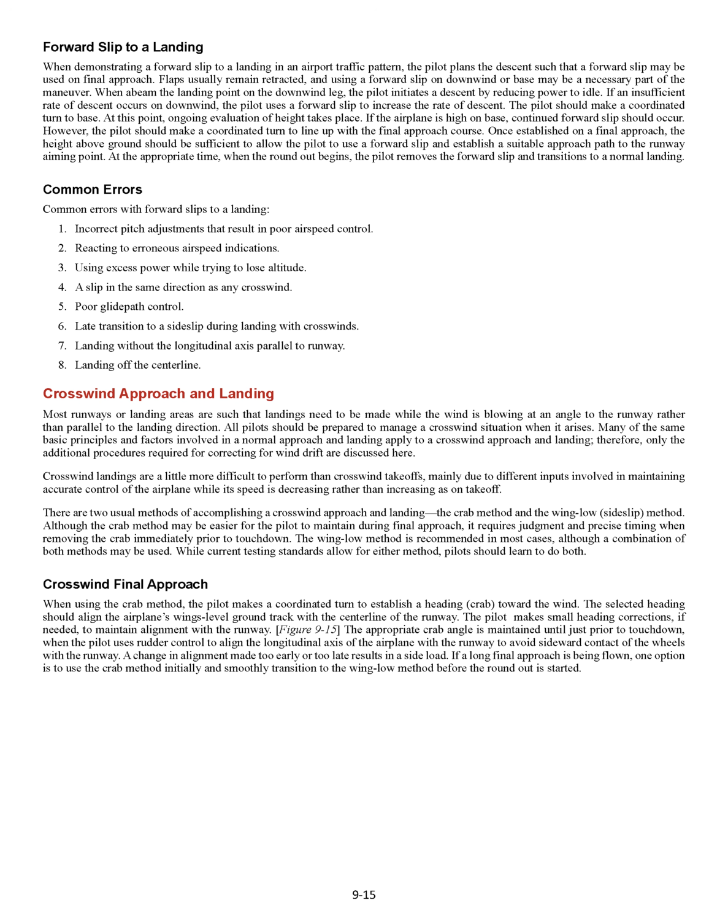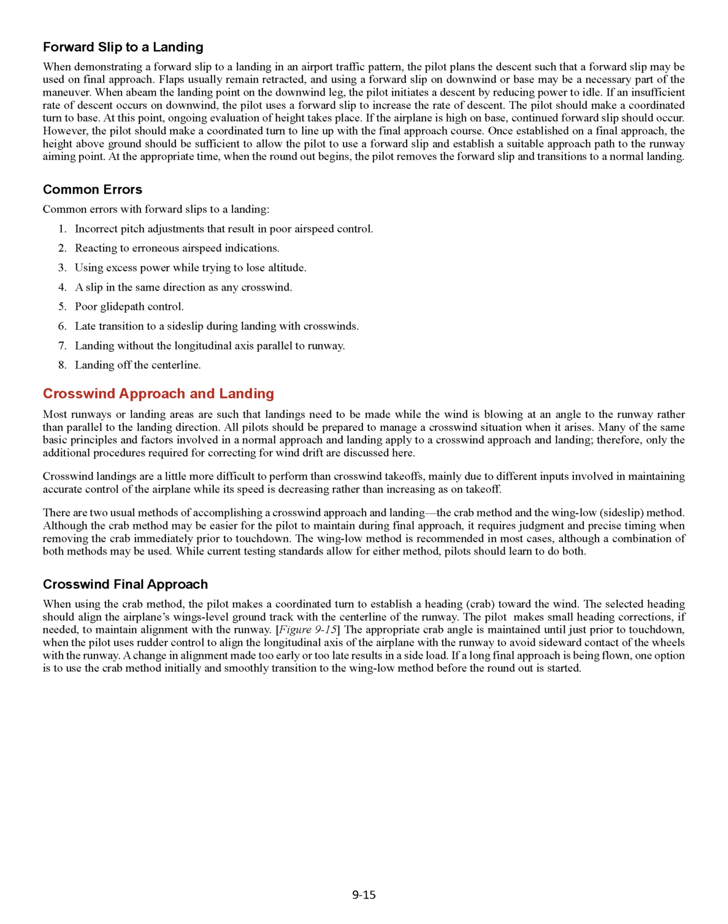If an insufficient rate of descent occurs on downwind, the pilot uses a forward slip to increase the rate of descent. The pilot should make a coordinated turn to base. At this point, ongoing evaluation of height takes place. If the airplane is high on base, continued forward slip should occur. However, the pilot should make a coordinated turn to line up with the final approach course. Once established on a final approach, the height above ground should be sufficient to allow the pilot to use a forward slip and establish a suitable approach path to the runway aiming point. At the appropriate time, when the roundout begins, the pilot removes the forward slip and transitions to a normal landing.